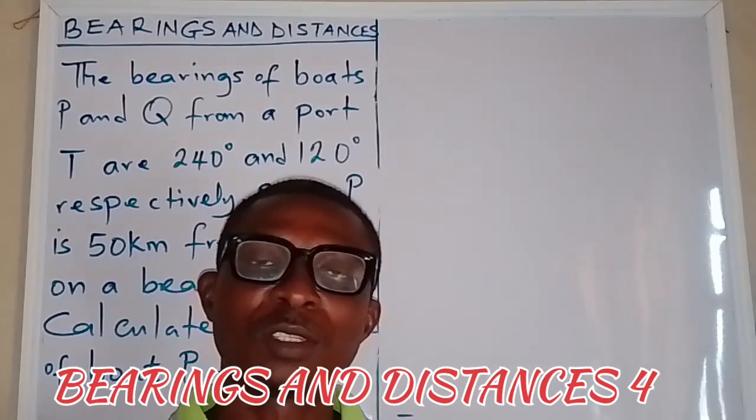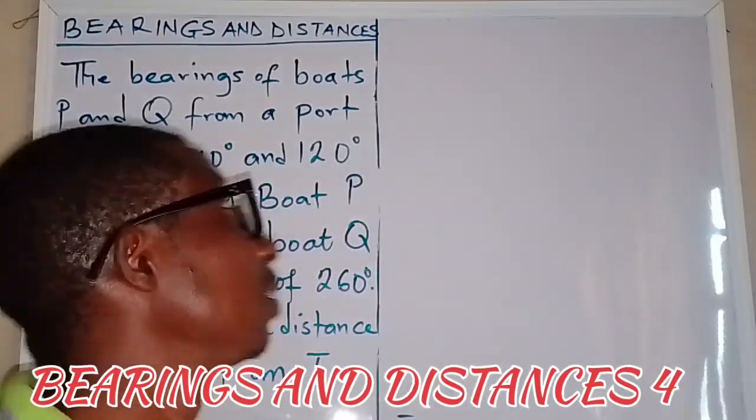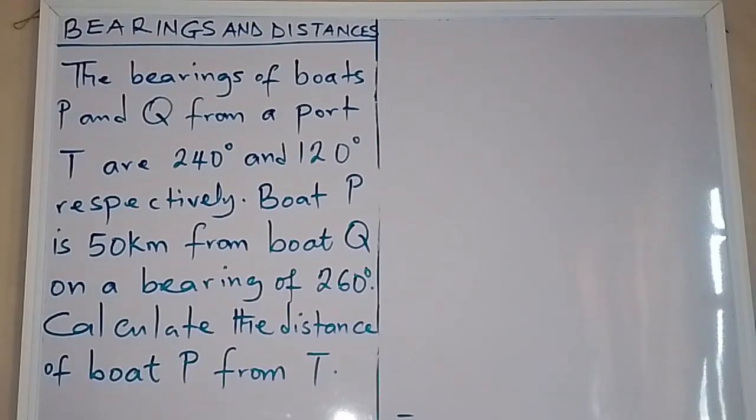Now let's solve the following questions under bearings and distances. The bearings of both P and Q from a port T are 240 degrees and 120 degrees respectively. Port P is 50 kilometers from port Q on a bearing of 260 degrees. Calculate the distance of port P from T. Now, how do we solve this problem?